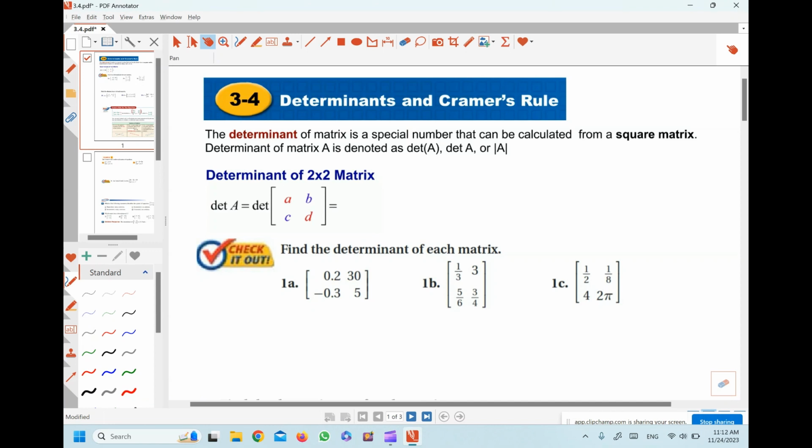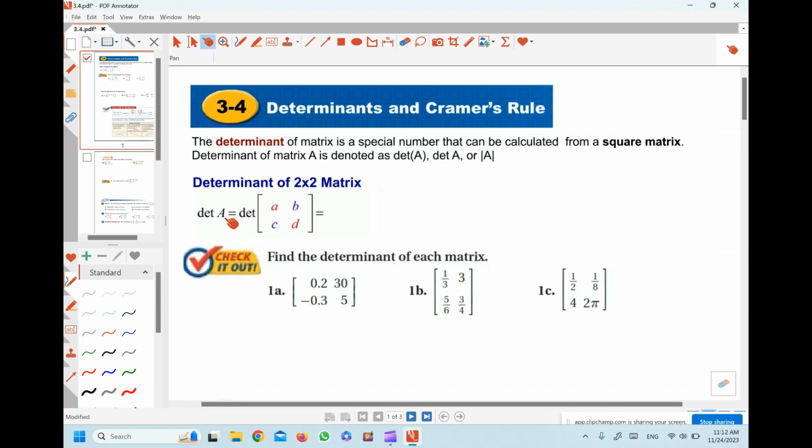Hi everyone, this video is about determinants and Cramer's rule, chapter 3, section 4. In this section we will be converting very complicated matrices into a single number. Every square matrix has an associated value called its determinant, denoted by det with the matrix written right beside it, or shown by straight vertical brackets.